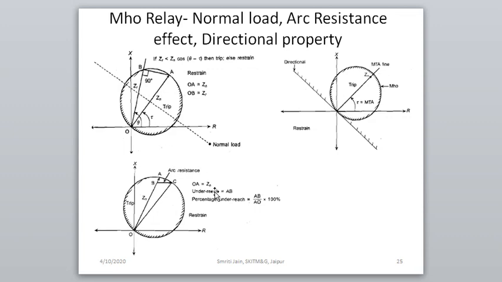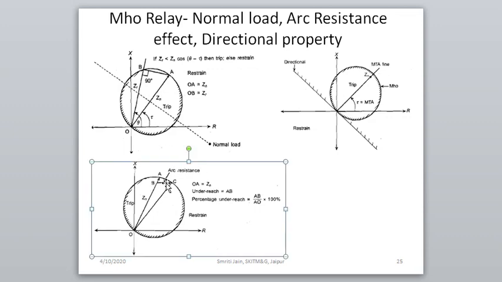Similarly, if we see the effect of arc resistance, the relay underreaches like a simple impedance relay, but the underreach is lesser than the simple impedance relay. Let us say the arc resistance is BC, so the total impedance seen will be OC, and the impedance set for the relay is OA, so the underreach will be given by AB by OA into 100%. So there is an underreach due to the effect of arc resistance in the Mho relay, but the percentage is quite less as compared to the simple impedance relay.